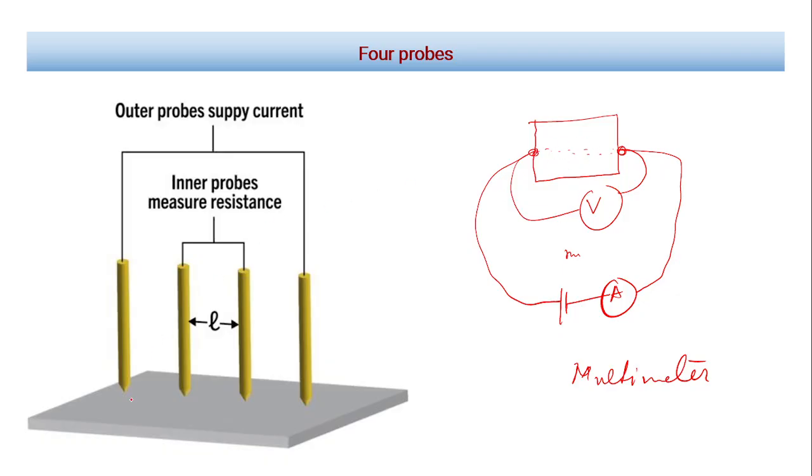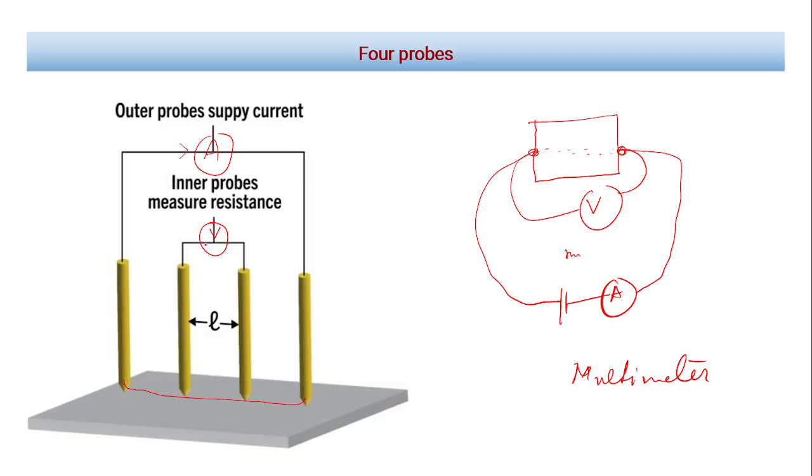So instead what we do, we have 4 contacts like this, and in the outer contacts we are supplying current. So the current is flowing, let's say in this direction, and then separate contacts for voltage. Here we are supplying current, and in the inner ones we are measuring the voltage drop.